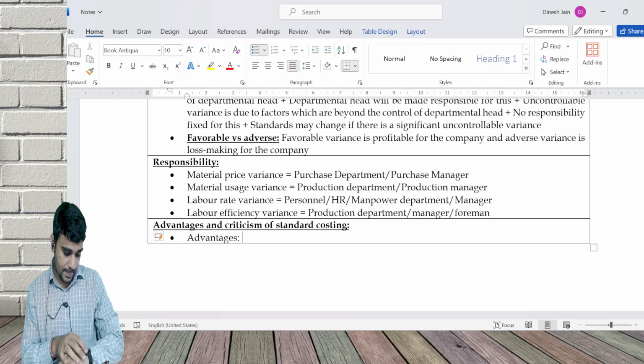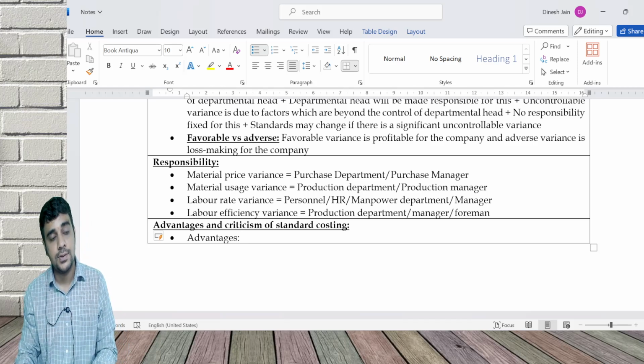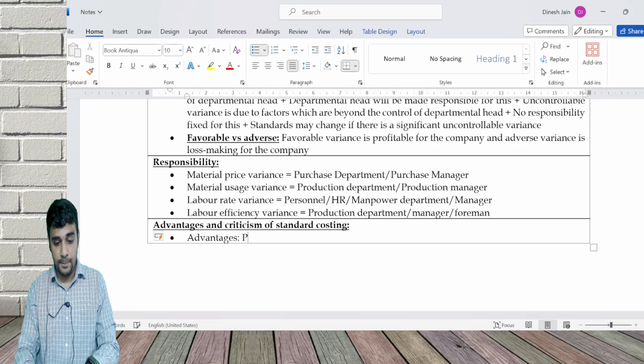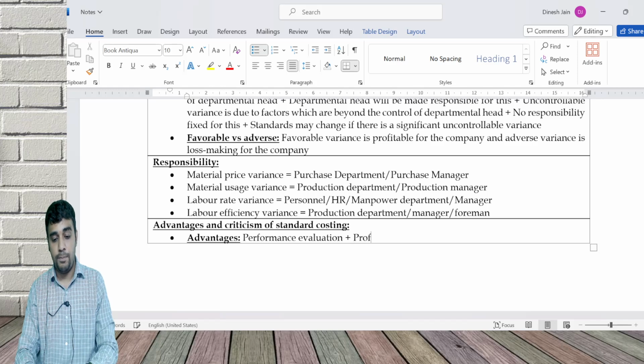Advantages. Performance evaluation. Profit computation.